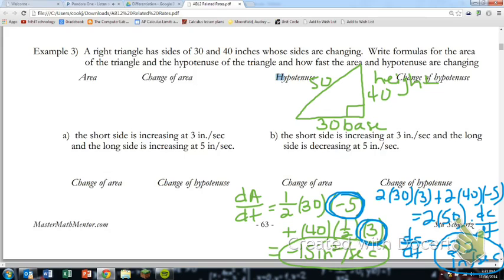Same thing when you came to do the change of hypotenuse. Same formula, we're plugging in the same stuff, but notice that these two numbers changed, the dA/dt and the dB/dt, and so it caused your answer to change. The change of hypotenuse is negative 2.2 inches per second.